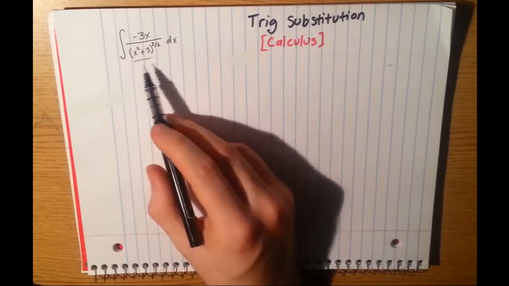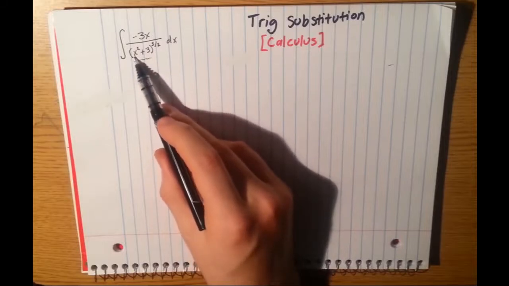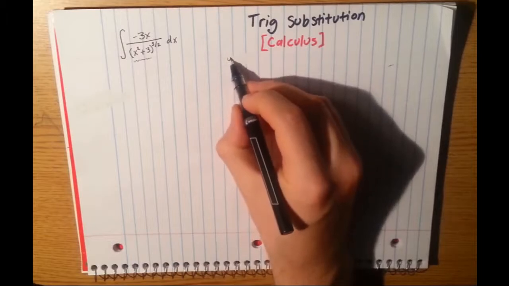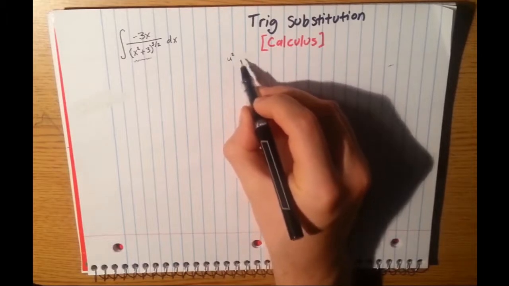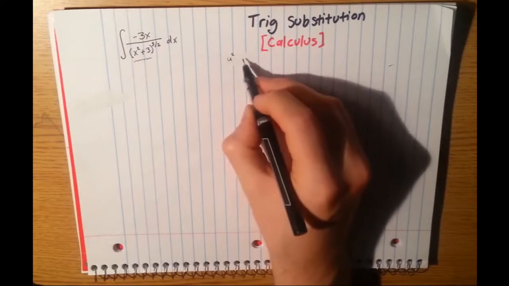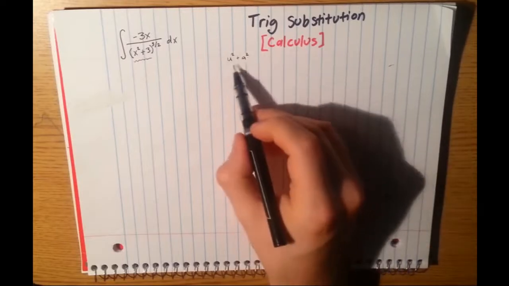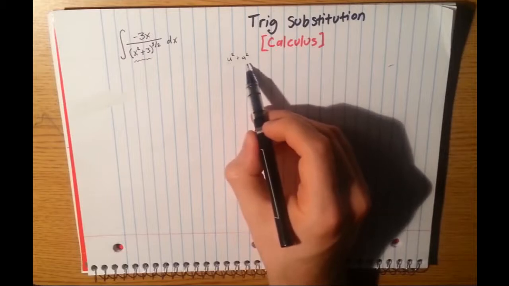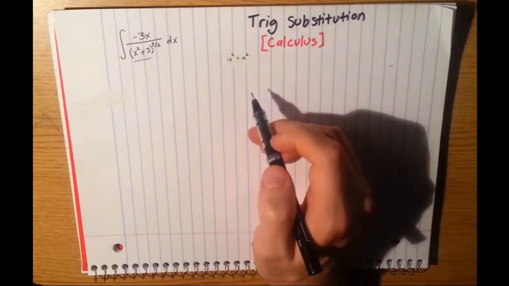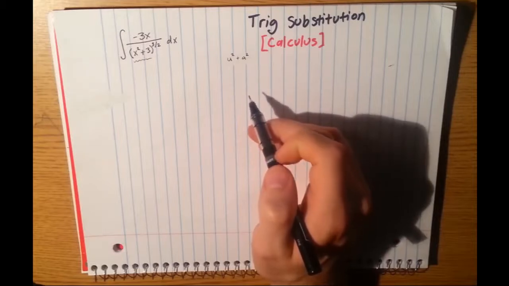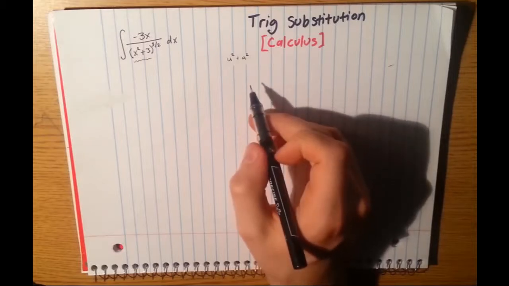So the idea is to convert this form. I call the x my u squared, and the 3 right there is my a squared. The idea is to convert this u squared plus a squared into some sort of trig function using the Pythagorean theorem. And you'll see how that works in a second.